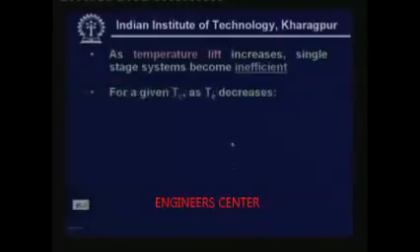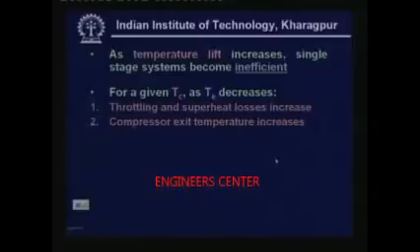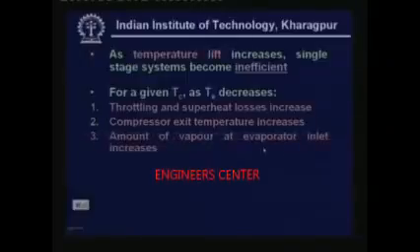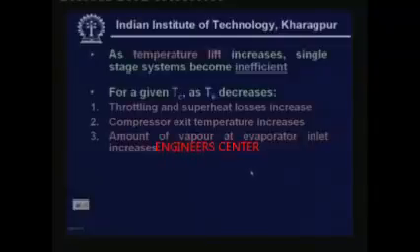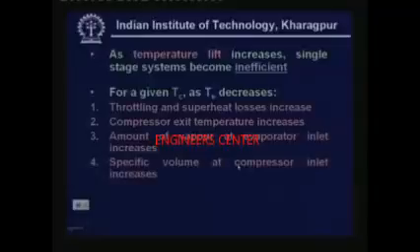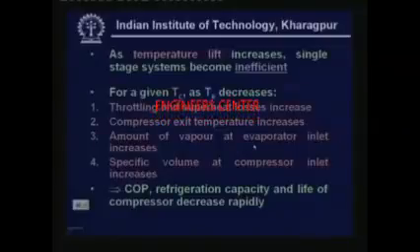The conclusion is, for a given condensing temperature, as the evaporator temperature decreases, throttling and superheat losses increase, compressor exit temperature increases, and the amount of vapor at evaporator inlet increases. You might have noticed from the PS diagram and TS diagram that the quality of vapor at evaporator inlet increases as your evaporator temperature is reduced, and specific volume at compressor inlet increases. So, these are the negative effects of operating the system at very low evaporator temperatures. As a consequence, the COP of the system reduces considerably, the refrigeration capacity also reduces, and the life of the compressor decreases rapidly.